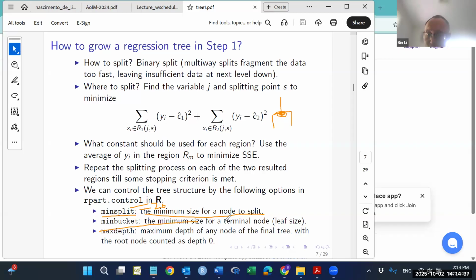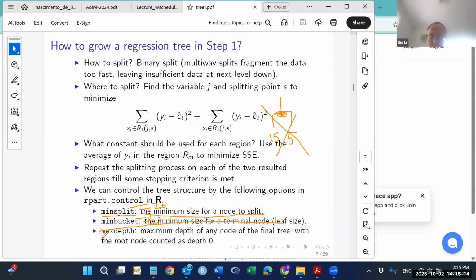Minbucket is the minimum size for a terminal node. So if we have more than 20 here, but when we do the split, we find the optimal split contains 15 here and 5 here. Let's say we set minbucket to be 10, then this split is not allowed. Why? Because minbucket is 10, but here we have 5. So minbucket is the minimum size for the leaf, and minsplit is the minimum size for a node to do the split. It's different, but related.